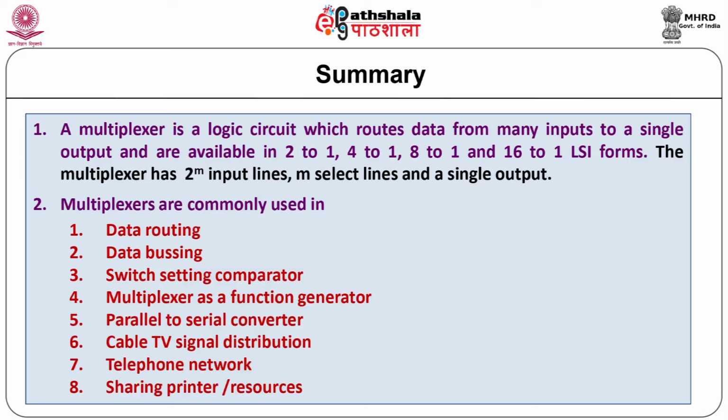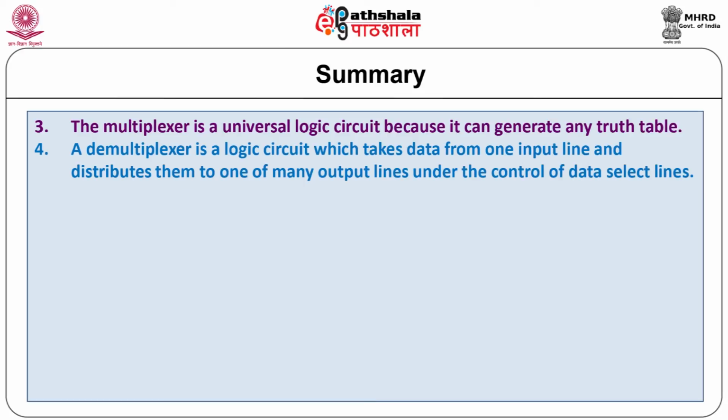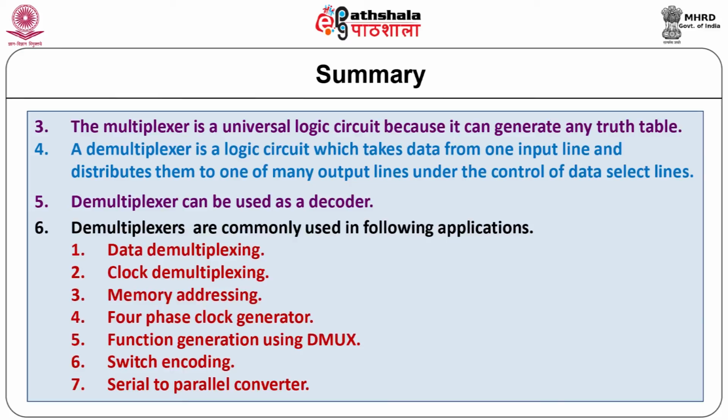The more popular applications that we did not discuss are parallel to serial converter, cable TV signal distribution, telephone network as well as sharing the printer and resources. A multiplexer is a universal logic circuit because it can generate any truth table. A demultiplexer is a logic circuit which takes the data from one input line and distributes it to one of many output lines under the control of data select lines. A demultiplexer can also be used as a decoder. Demultiplexers are commonly used in the following applications, which we have listed here.